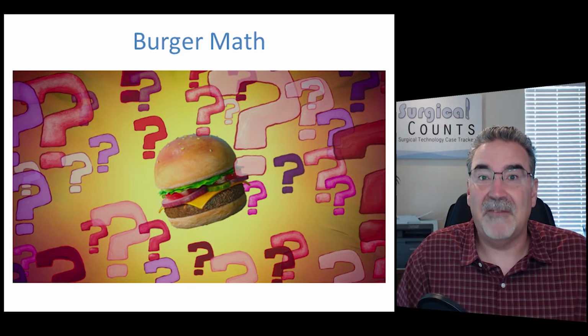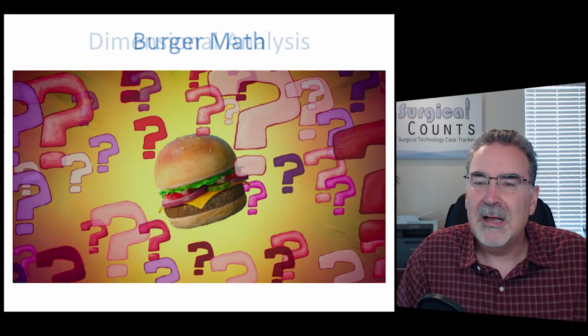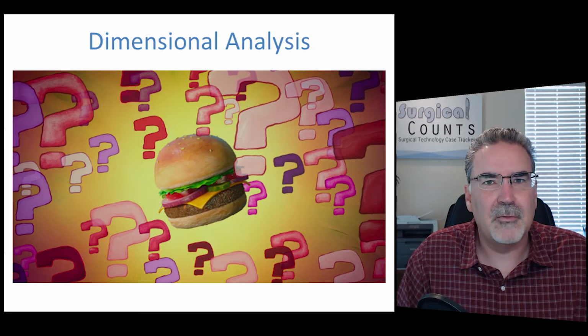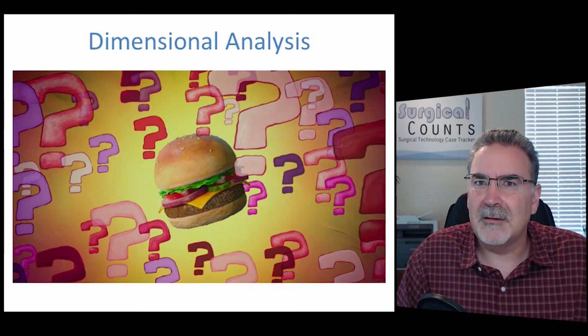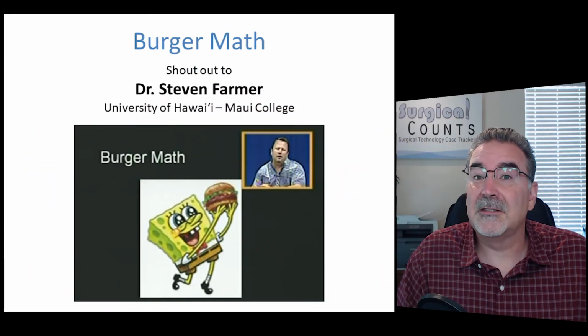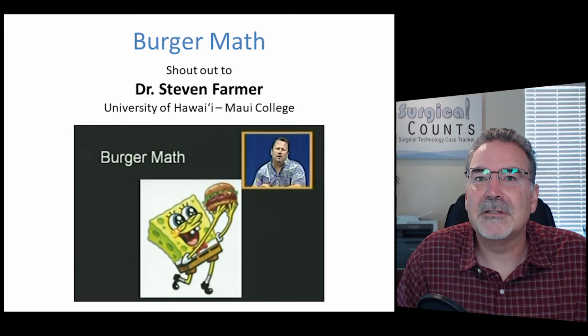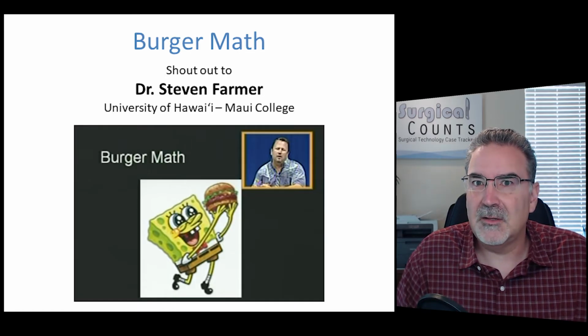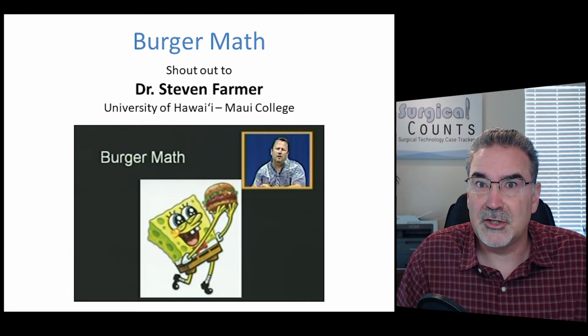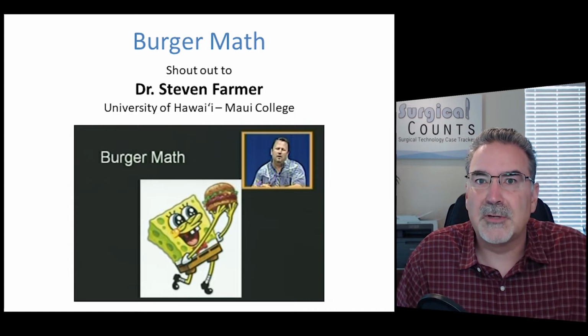Now, they use a big fancy term for this method. They call it dimensional analysis, which is kind of a scary term, but not really, because it's actually a fairly simple and straightforward approach. So we're just going to call it Burger Math. Before we get started, I do want to give a little shout out to Dr. Stephen Farmer at the University of Hawaii, Maui College. He's the one that introduced Burger Math to the world, and I'm going to draw several of my examples from his presentation, which you can find in the description below.